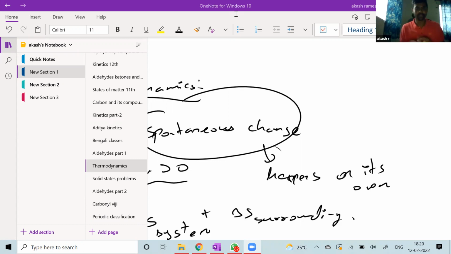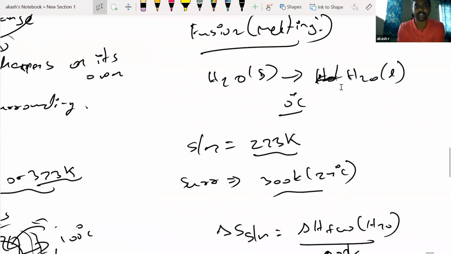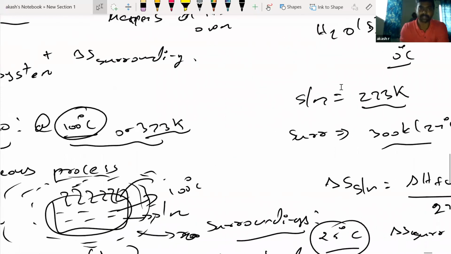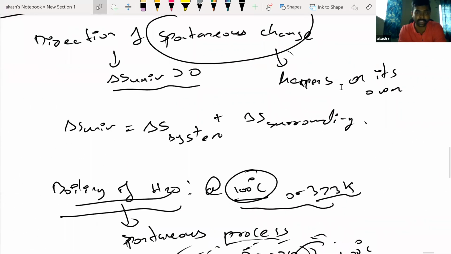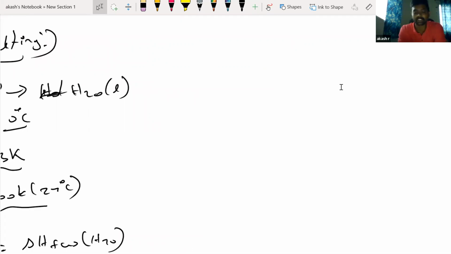So we saw how this second law of thermodynamics works in case of fusion, and I'll tell you how it works in boiling also, but not today. So we understood that for any spontaneous thing that is going to happen, the delta S universe is going to be greater than 0. Now there is another way of defining your second law of thermodynamics, not in terms of the spontaneous change, but in terms of engines. So we will see second law.